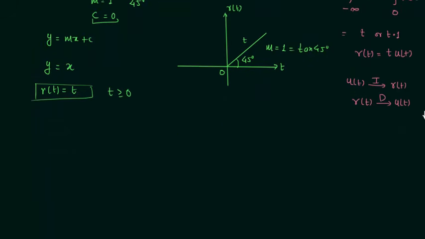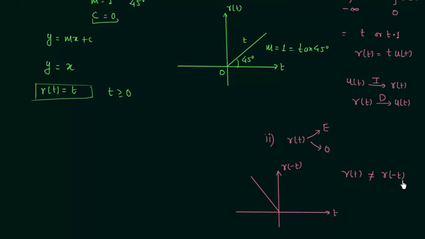Now we will move to property number 2. In property number 2, we will find whether the unit ramp function is an even function or an odd function. For this purpose I will find the plot of r(-t), and to obtain the plot of r(-t), we only have to fold the plot of r(t) about the y-axis. So we have this plot, and you can see r(t) and r(-t) are not the same. r(t) is not equal to r(-t), so we can say that r(t) is not an even signal.